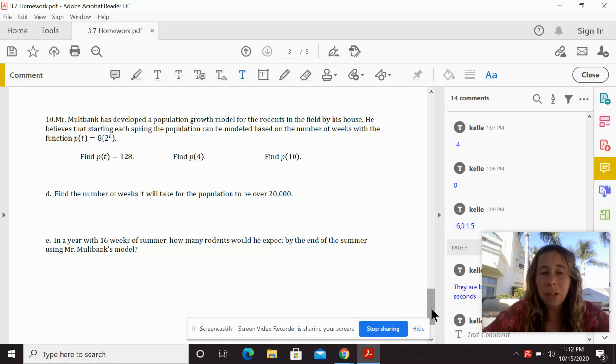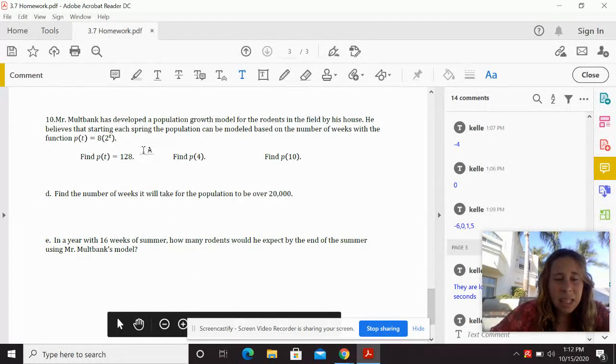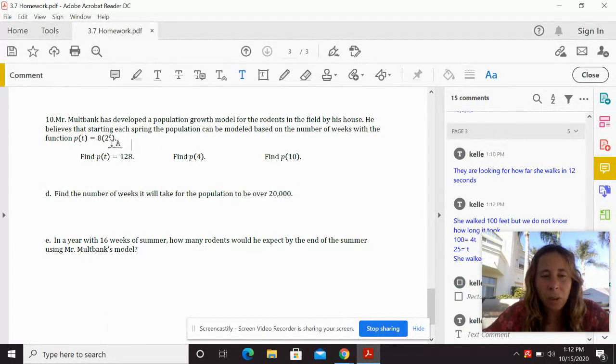Mr. Moltbank has developed a population growth model for the rodents in the field by his house. He believes that starting each spring, the population can be modeled based on the number of weeks with the function P of t equals 8 times 2 to the t. That's important. This is no longer linear. They threw an exponential equation at you. How do you know? There's a variable in the exponent. See that t that's in the exponent area? Means it's an exponential equation.